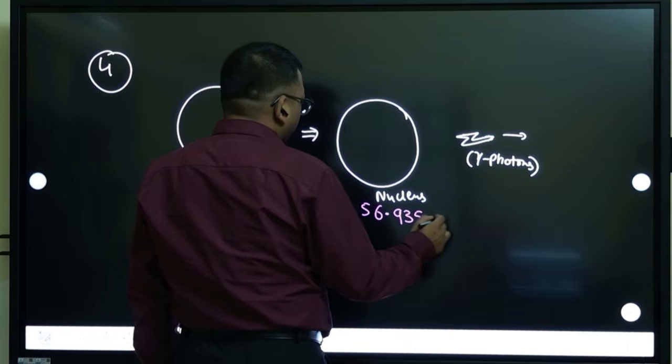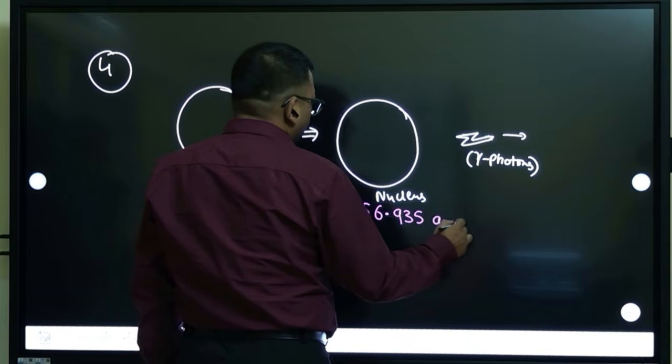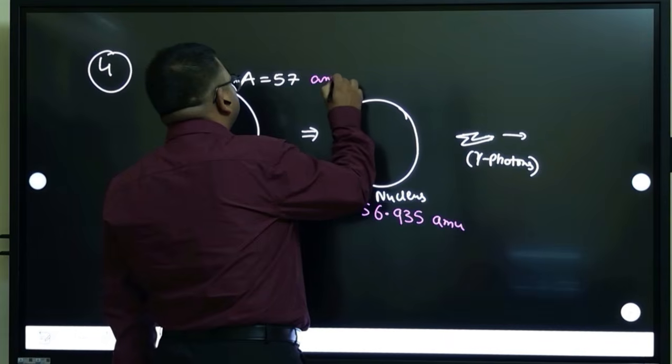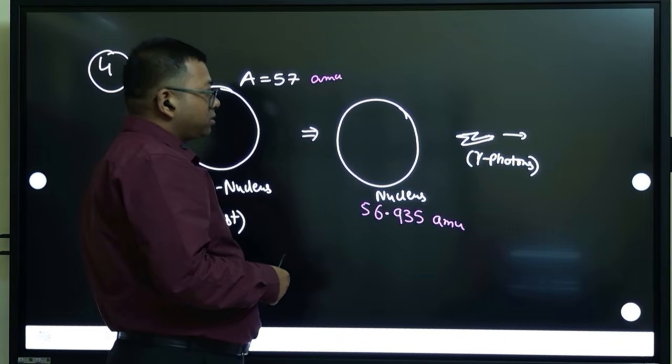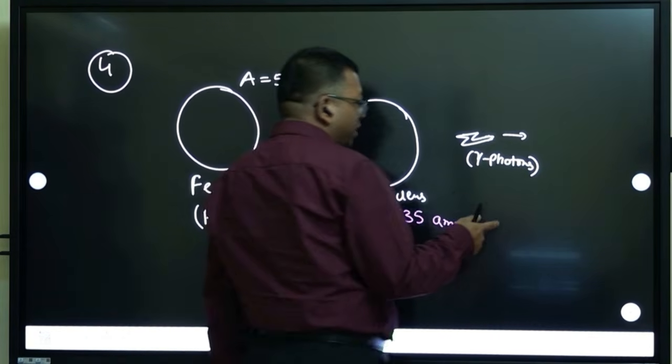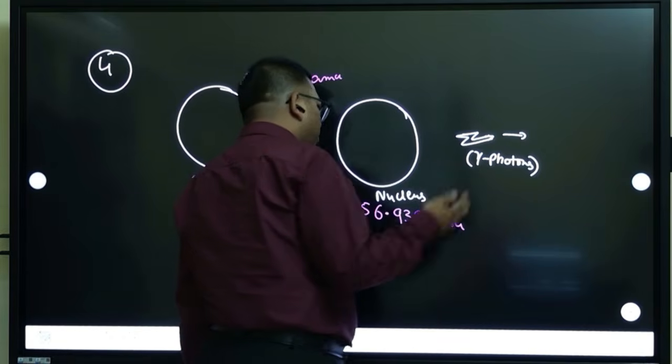It is 56.935, and this is also in AMU, atomic mass unit. Right? These are masses only. Photons, they don't have mass. Okay, we should understand this. Photon mass is not there.